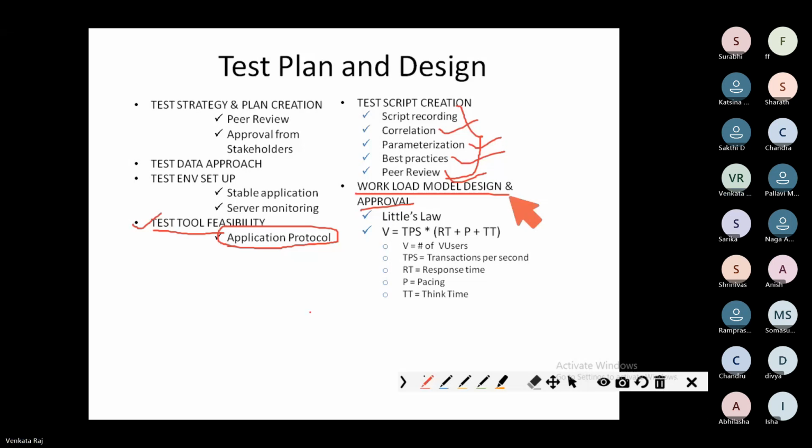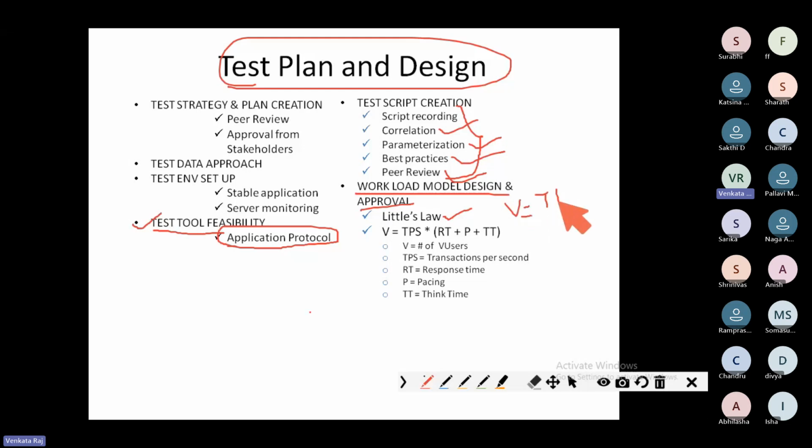So we have to design the workload on the system. How can you do that? You will do that in the test plan and design phase, once your test scripts are ready. We do that using Little's law. Little's law actually states V is equal to TPS multiplied by response time. But we extend that to this formula: V is equal to TPS multiplied by the summation of RT plus P plus TT.